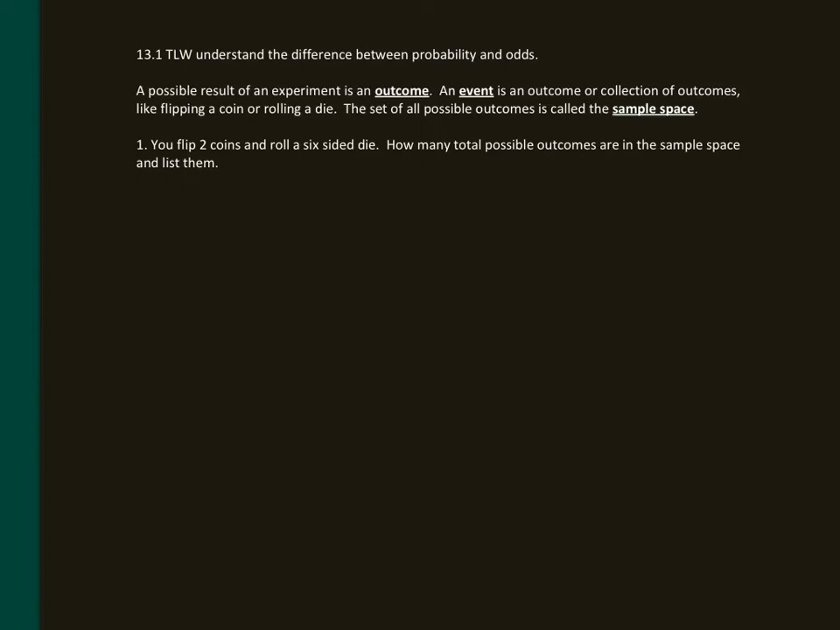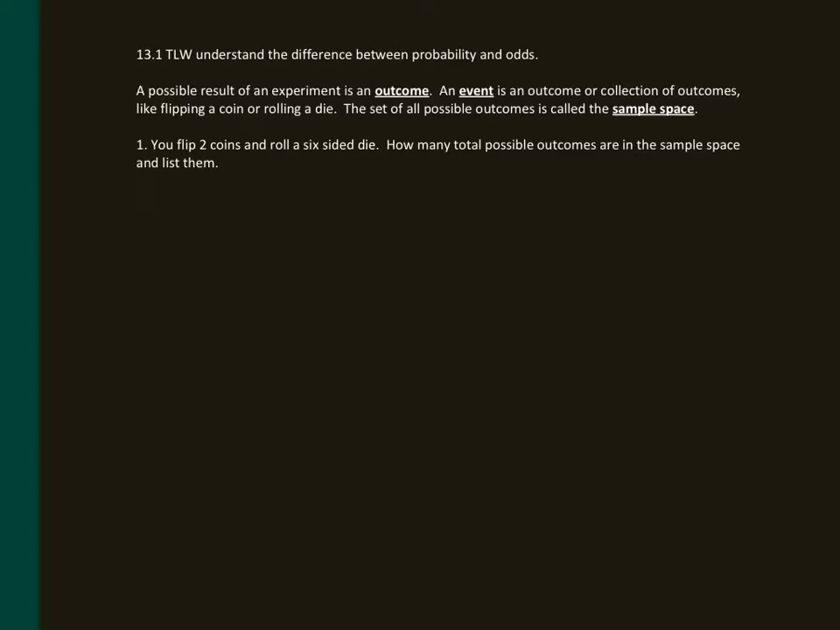Alright guys, today's goal: the learner will understand the difference between probability and odds. Both of these deal with experiments, or theoretical probabilities or odds. Before we get into that, a possible result of an experiment is an outcome.